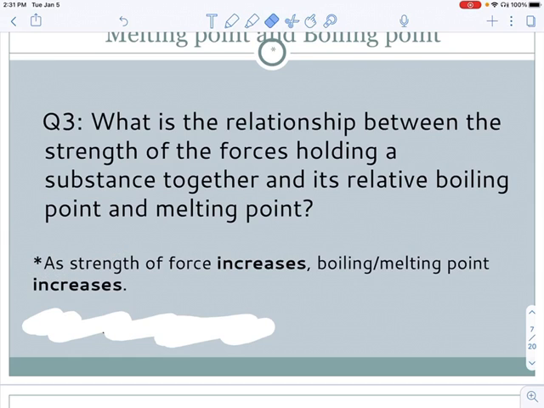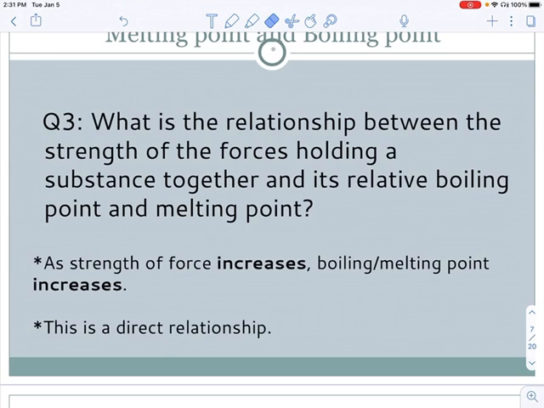And they also tend to have high melting points because when we're melting, we're going from a solid to a liquid. So if we want to melt a substance, we have to break those bonds between those solid particles. And if we need a lot of energy to do that, that's because those molecules have strong forces of attraction. And this is a direct relationship. Stronger intermolecular forces lead to higher boiling points and higher melting points.